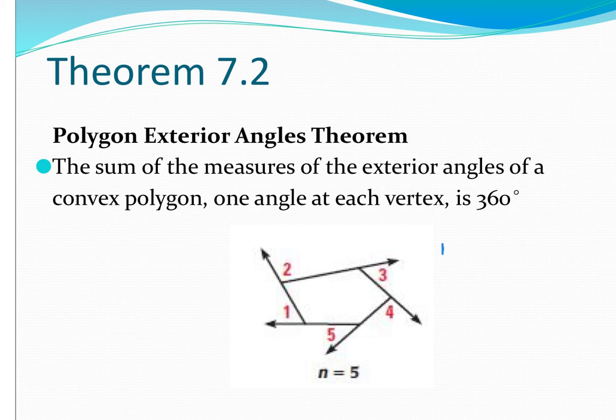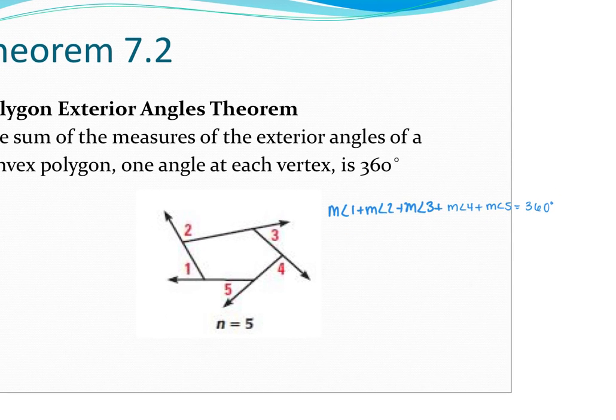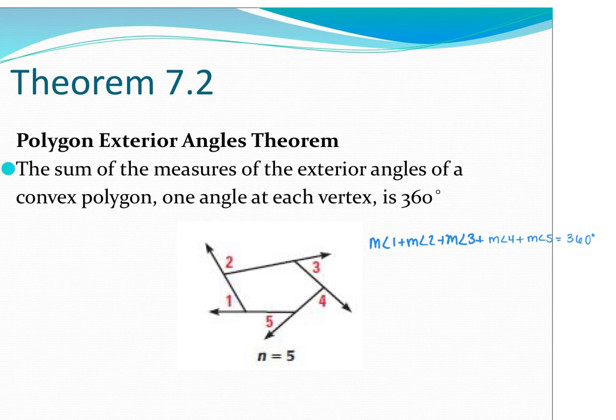In other words, the measure of angle 1 plus the measure of angle 2 plus the measure of angle 3 plus the measure of angle 4 plus the measure of angle 5 equals 360. Now notice each of those red angles lies outside the polygon. Do you guys see that? That's because they're exterior angles.